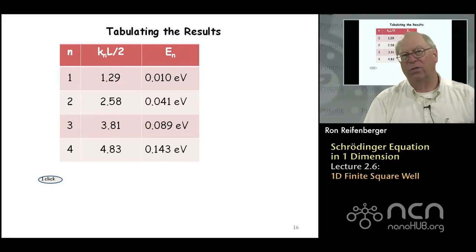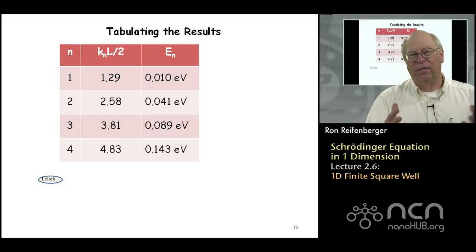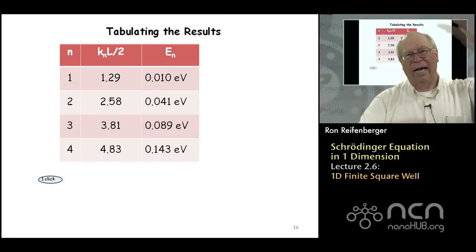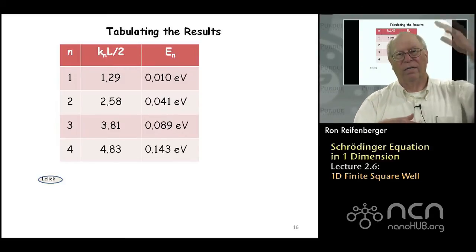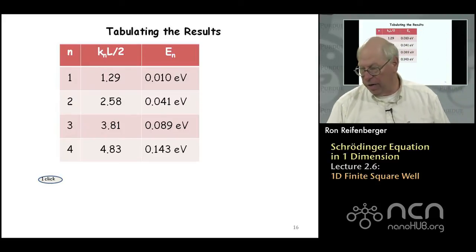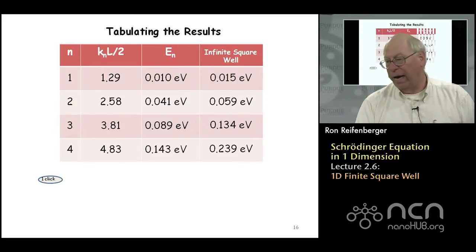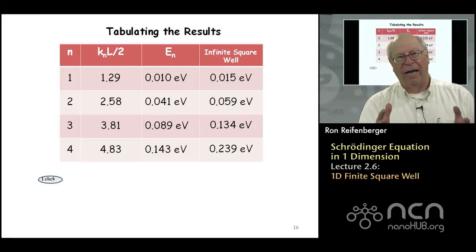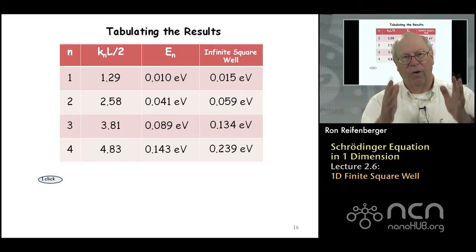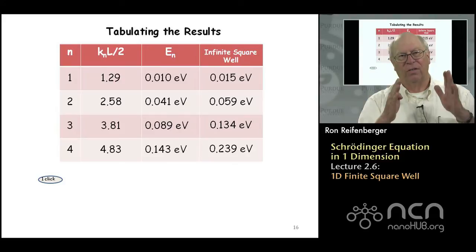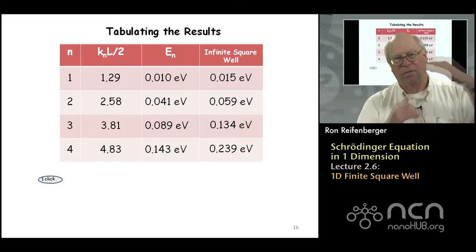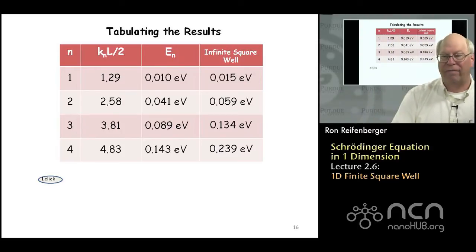There's only four solutions to Schrödinger's equation, and that's in marked contrast to the infinitely high potential well, which had an infinite number of solutions, right? The solutions varied as n squared. And so it's kind of useful to compare the eigenvalues, the allowed energies for an electron in an infinite square well of the same length as an electron in this well of finite height, but also the same length. In both cases, the length is equal to 5 nanometers.